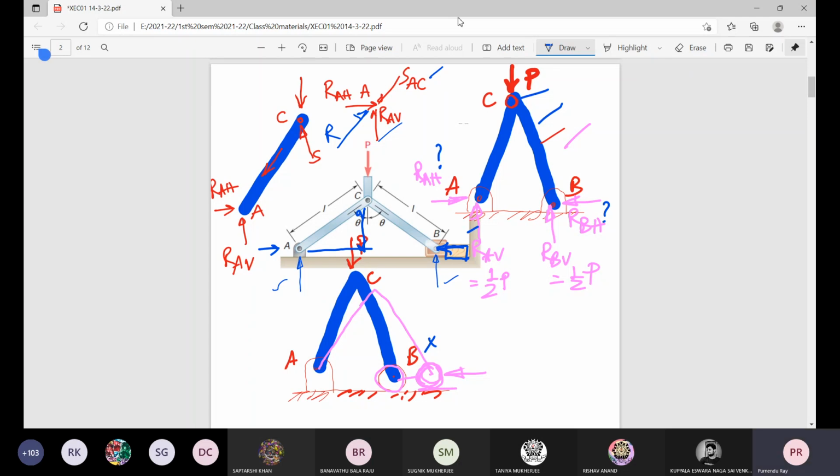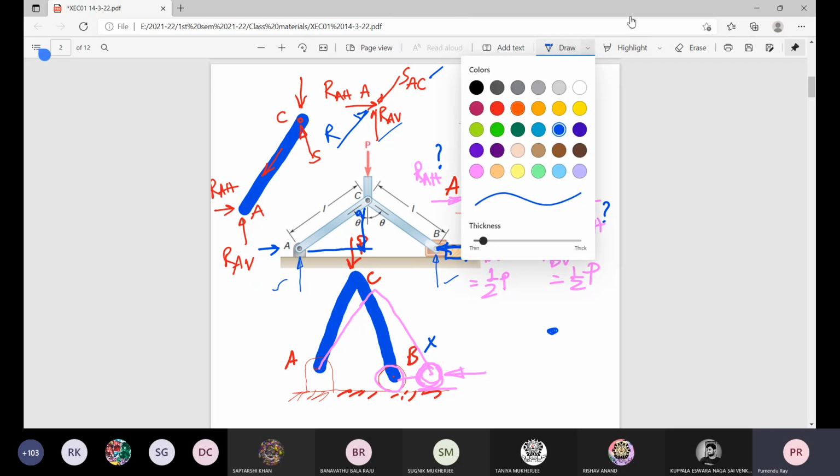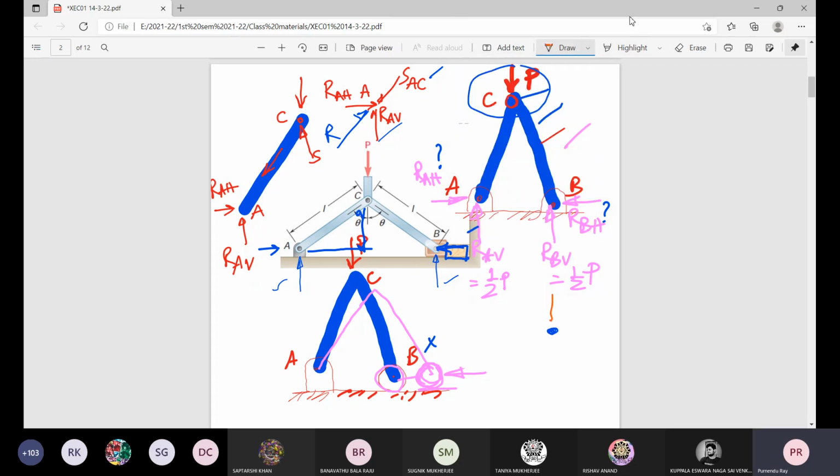Even if you draw the pseudo diagram of this joint C, at joint C there are forces like P, and due to symmetry, they will be the same. So we can solve for the joint C. The angle with the vertical is theta.